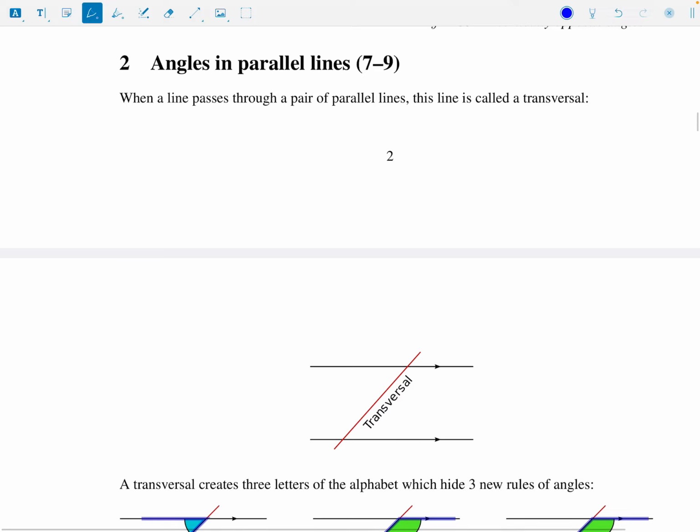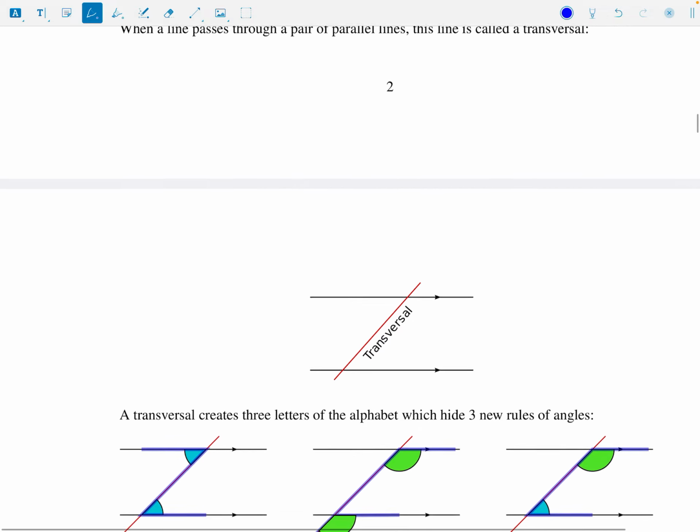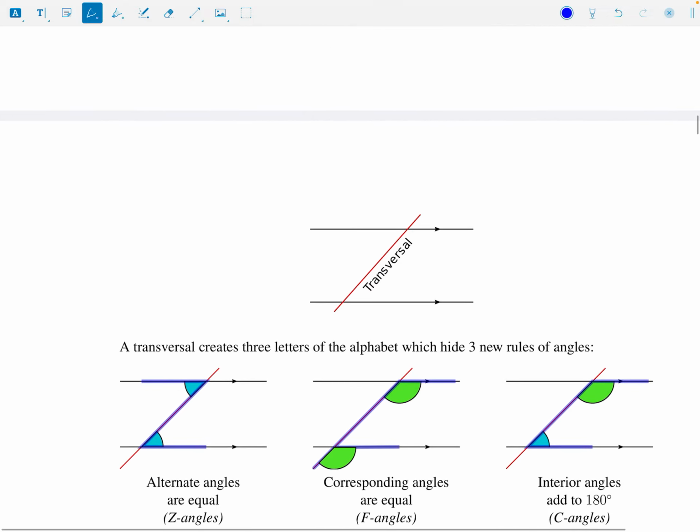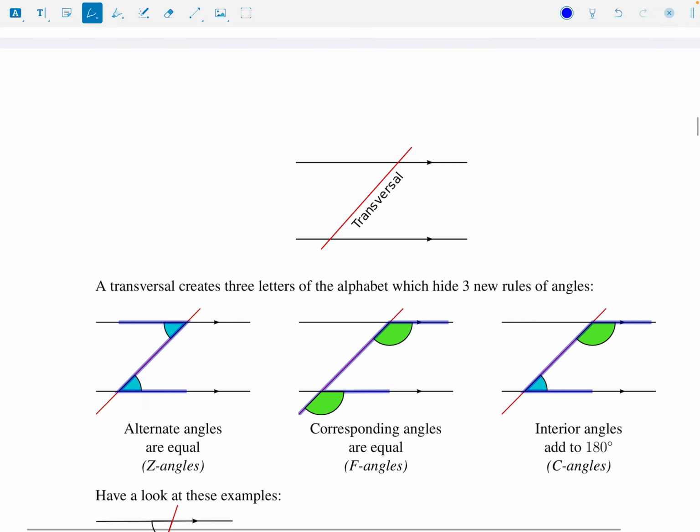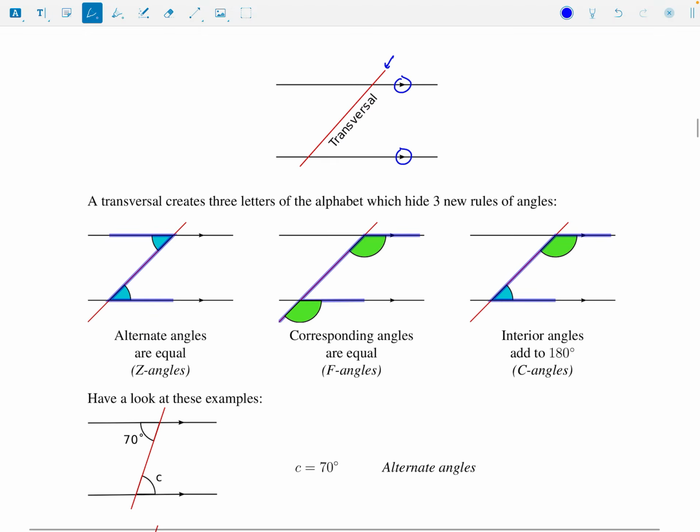Okay, angles and parallel lines. We're going to focus in on this one a little bit more here. If you have two parallel lines, notated with these arrows showing that they are parallel, meaning they will never meet, and you have a line called a transversal, which is this red line, we have three different concepts that flow out of this.